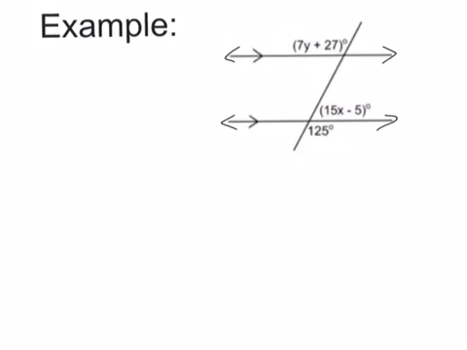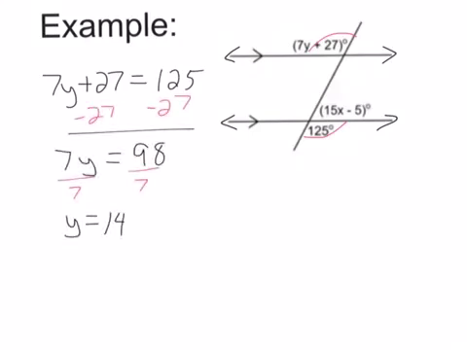And so since these angles are congruent, we can go ahead and set up our equation that we have 7y plus 27 is going to equal 125. And then all we have to do is solve for y. So solving for y, we end up with y is equal to 14.